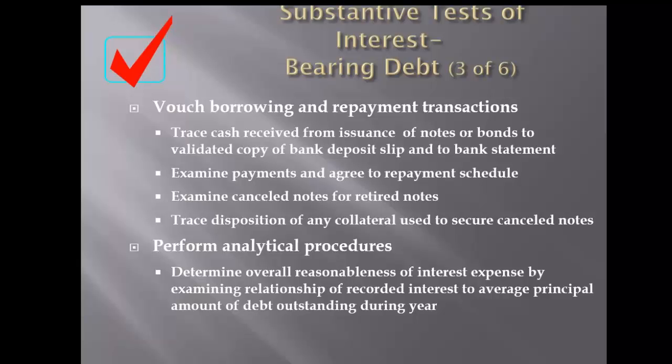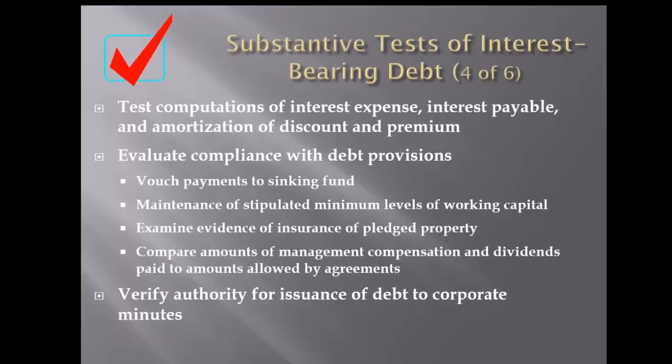We vouch the borrowing and repayment transactions, basically what we've been talking about here, and perform analytical procedures. Analytical procedures are simply validating the fair or present value calculations that the company is using in terms of allocating debt, allocating the percent of premium or discount related to the bond. Test computation of interest expense, interest payable, amortization, basically what we've been talking about. Evaluate compliance with debt provisions.